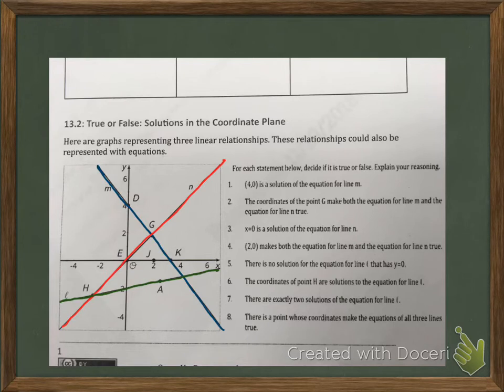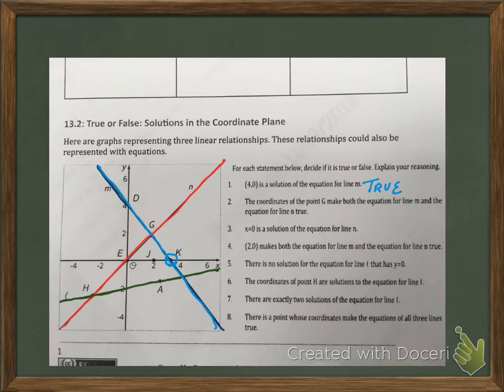Number 1, (4, 0) is the solution of the equation for line M. And we have there that (4, 0) is this point right here, and you are to decide whether or not that's the solution for line M. Indicate your answer on Edpuzzle. And you should have found that that was true because that falls on line M, and that dot is right on that line M, so that is a solution for line M.